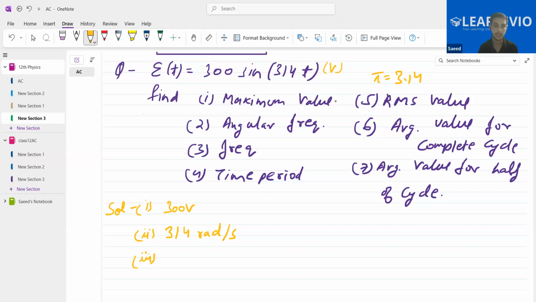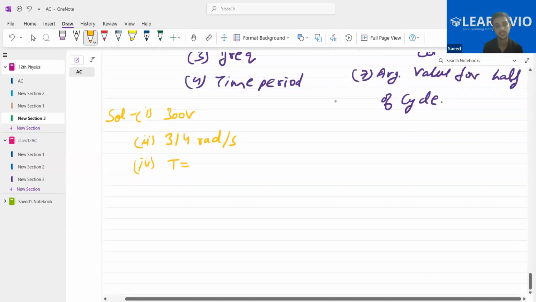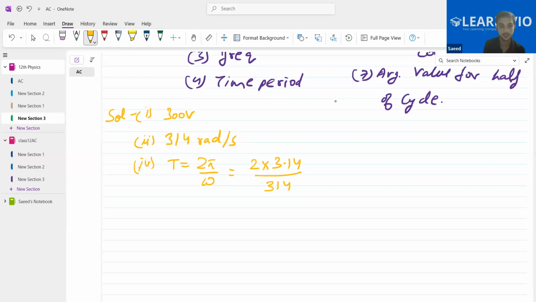What is the frequency? So frequency will be 0.02, right? Before solving the third one, I think you should go and solve the fourth one. For the fourth one, what is the formula for time period? Time period is 2 pi by omega. So that's 2 into 3.14 divided by 314. This will be 1 and this will be 100, and you will get 0.02.